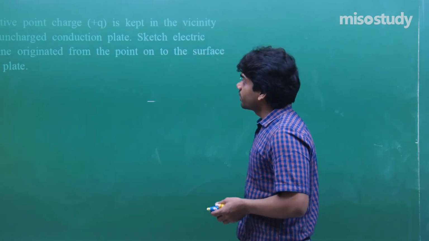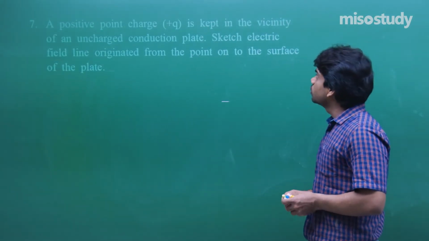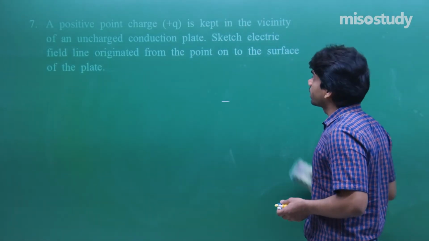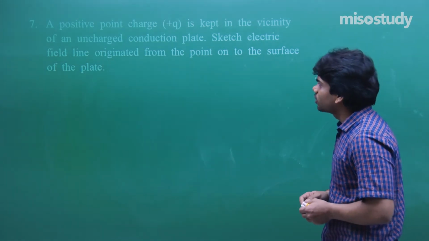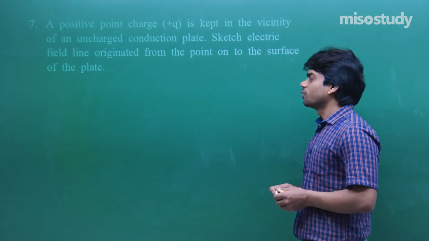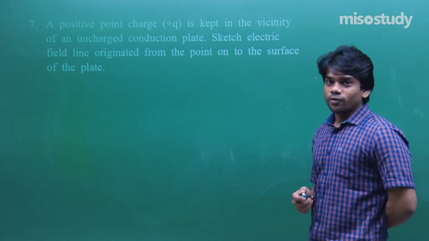Next question, question number 7. A positive point charge plus Q is kept in the vicinity of an uncharged conduction plate. Sketch the electric field lines originating from the point onto the surface of the plate. Not too tough for us to make it out.